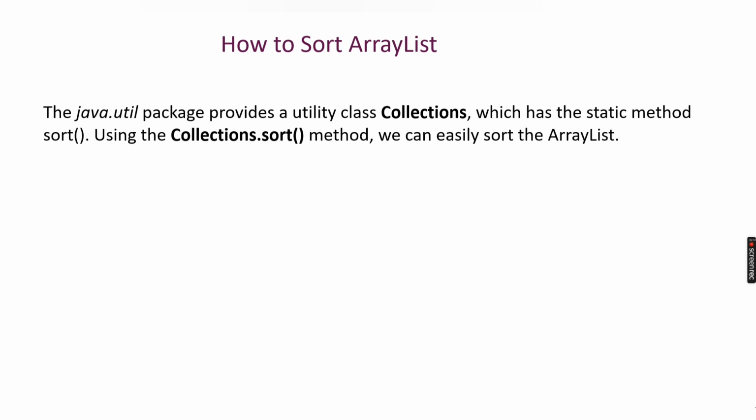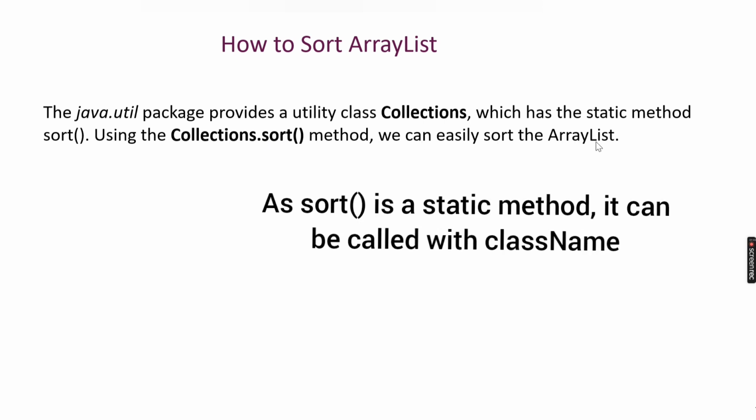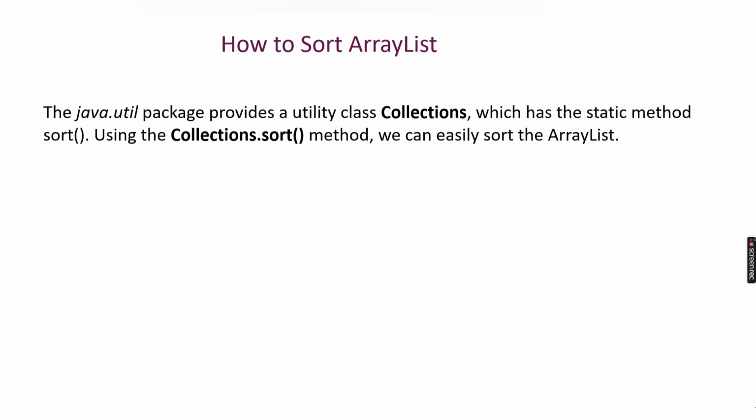This is the Collections class, which has a static method called sort. Using the Collections.sort method, we can easily sort the ArrayList. We don't need to do anything else. We just need to make use of this sort method of the Collections class, and inside this sort method, we need to pass our ArrayList and it will by default sort our ArrayList in the ascending order. So let's see how we can make use of this sort method.